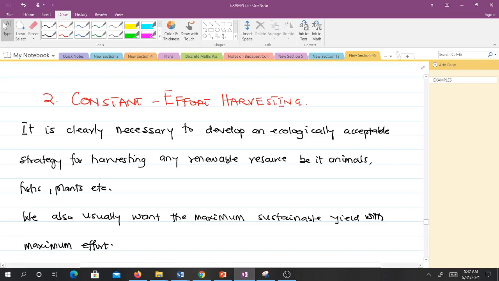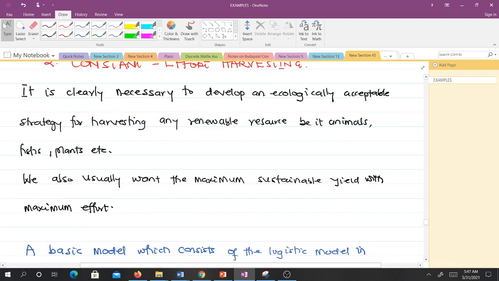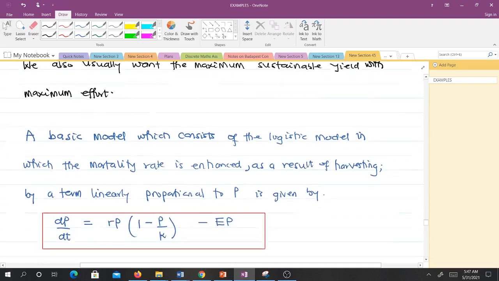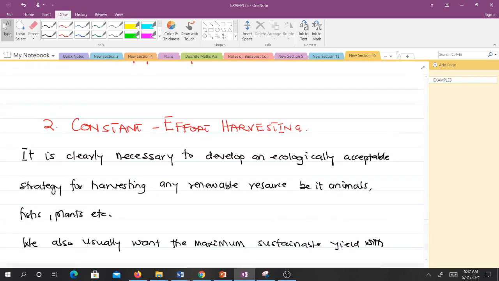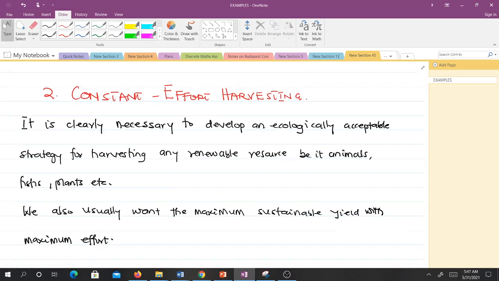Okay. But with the constant effort harvesting, the concept is different. So it is clearly necessary to develop an ecologically acceptable strategy for harvesting any renewable resource, be it animals, fish, plants, etc. So we usually want the maximum sustainable yield with maximum effort. Okay. So what the constant effort harvesting does is that the amount of animals that you harvest is proportional to the effort you put in.